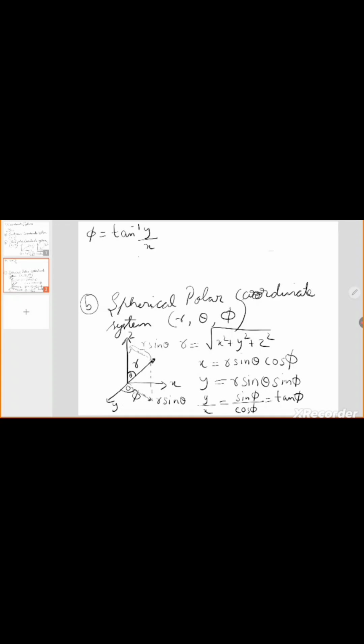Then to find theta, we can observe that z coordinate is equal to r cos theta, right? Here this is the adjacent side. So the adjacent side is hypotenuse times cosine of that angle. This is r cos theta. So from this we can write theta is equal to cos inverse of z by r. Now what was r? R is square root of x square plus y square plus z square.